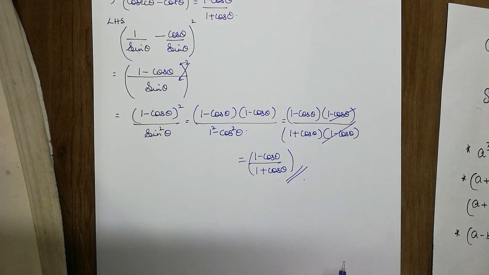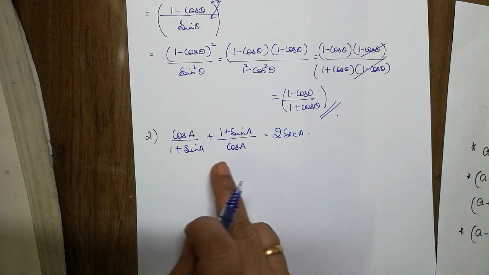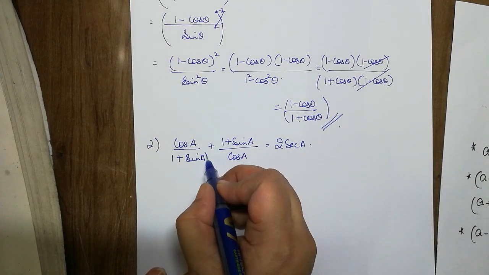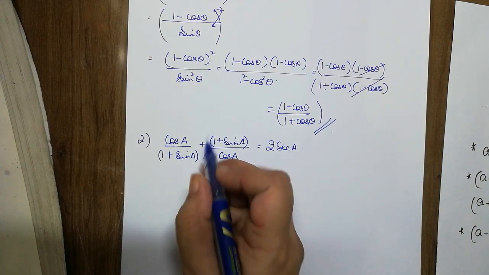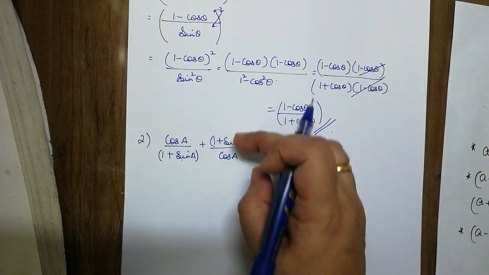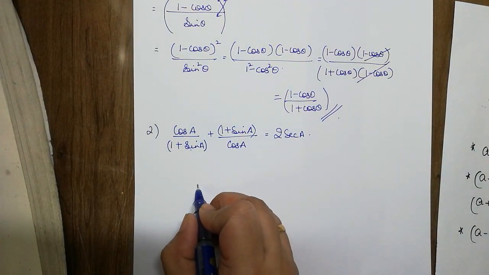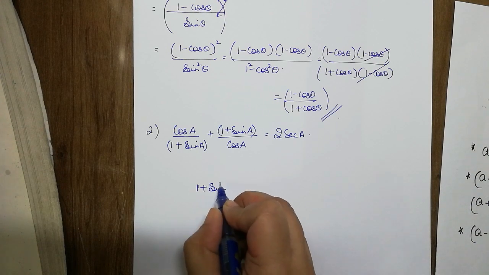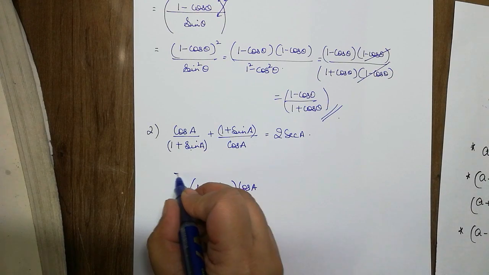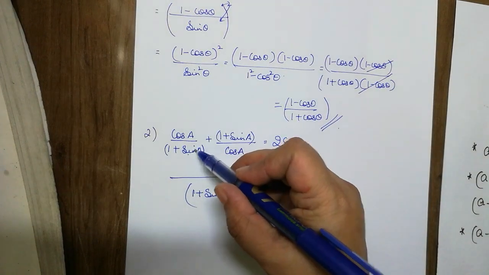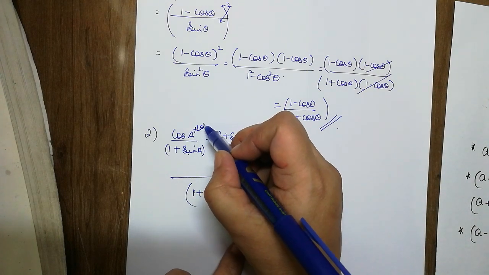We'll move on with the next sum. Second sum, cos a by 1 plus sin a plus 1 plus sin a by cos a. Now here binomial, put bracket first, then denominator, treat this as a fraction, a by b plus x by y. So for these two we have to take the LCM. So LCM will be 1 plus sin a into cos a. Here in the numerator, look, 1 plus sin a, 1 plus sin a here. So cos a is missing, so we'll multiply this one by cos a.